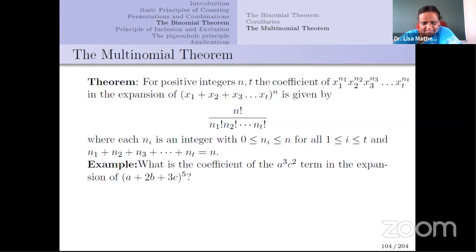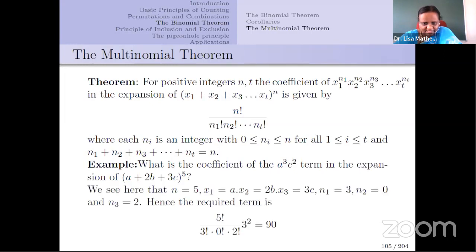Now again a simple example. What is the coefficient of the a cubed c squared term in the expansion of a plus 2b plus 3c raised to 5? All that I need to do here is equate the coefficients. Clearly n is 5, x1 is a, x2 is 2b, x3 is 3c, n1 is 3, n2 is 0, and n3 is 2. So my required term is 5 factorial by 3 factorial into 0 factorial into 2 factorial, into 3 squared, which I can simplify as 90.